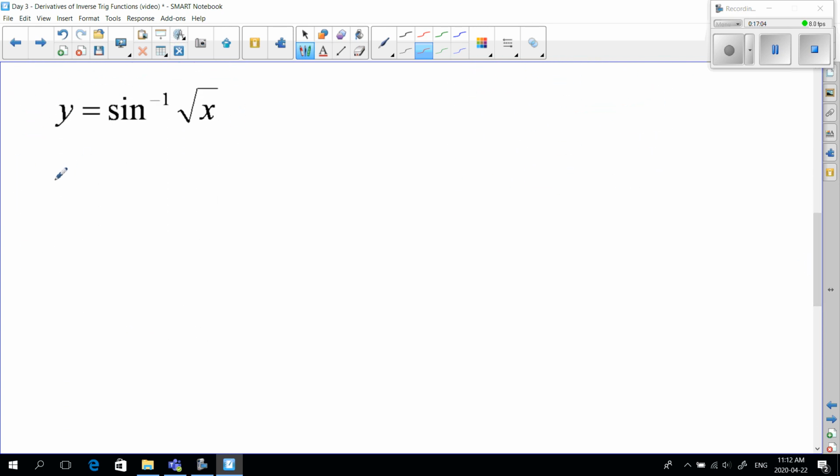Okay, for this one, my u value is equal to x to the 1/2, or root x. The derivative of x to the 1/2 would be 1/2 x to the negative 1/2, which I will call 1 over 2 root x. We've done that one several times, so if there's any confusion with that, you can fire a question in Teams, but it's just a simple little power rule.